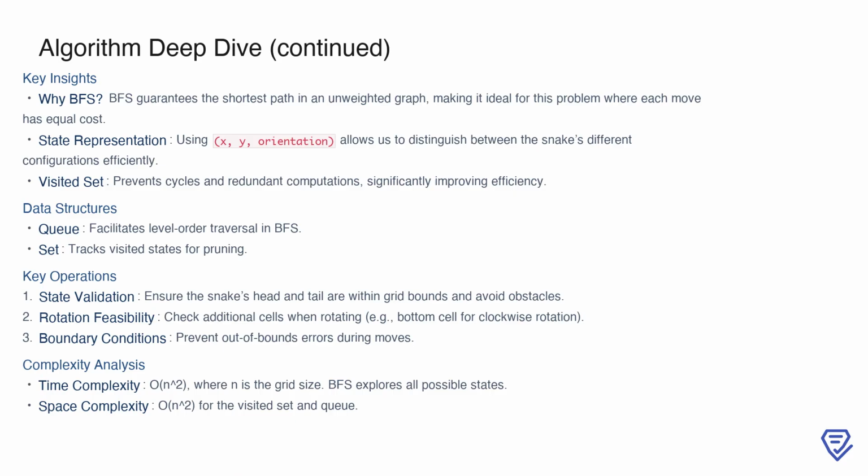This algorithm leverages breadth-first search because it guarantees the shortest path in an unweighted graph, which is perfect for this problem where each move has the same cost. By representing the state as x, y, orientation, we can efficiently track the snake's position and orientation, ensuring that all configurations are accounted for. The visited set is crucial for preventing cycles and redundant computations, which significantly boosts the algorithm's efficiency. The queue facilitates level-order traversal, while the set ensures no state is revisited.